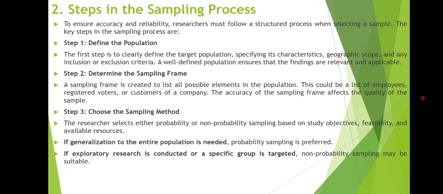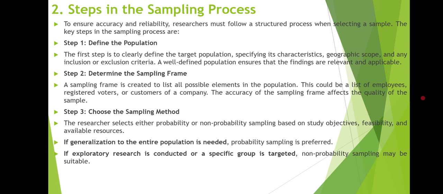So basically, the first step is to define the population, which means clearly defining the target population, specifying its characteristics, geographic scope, and any inclusion or exclusion criteria. A well-defined population ensures that the findings are relevant and applicable. Next, we have determine the sampling frame. That means a sampling frame is created to list all possible elements in the population. This could be a list of employees, registered voters, or customers of a company. The accuracy of a sampling frame affects the quality of the sample.